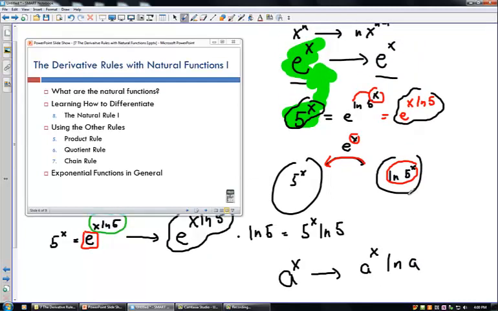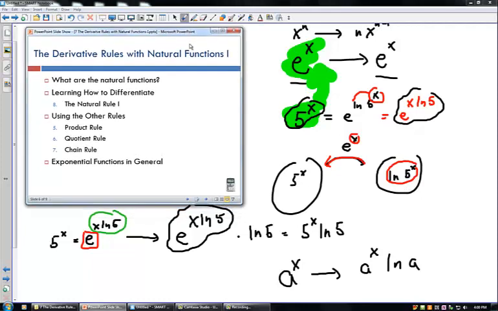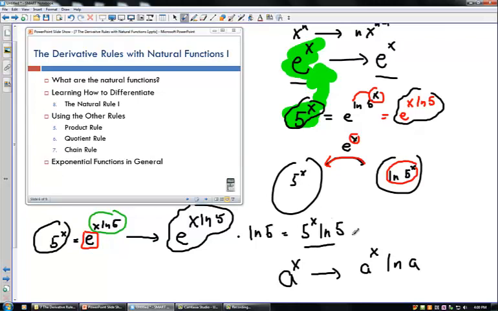So if you look at this thing, we saw that the derivative of 5 to the x was just 5 to the x ln of 5. So if we follow that pattern, for a to the x, the derivative would just be a to the x ln of a. We're not going to memorize this rule because you're expected to be able to do the same thing I did here when you have to take the derivative of an exponential function in general. So let's do some examples of this.